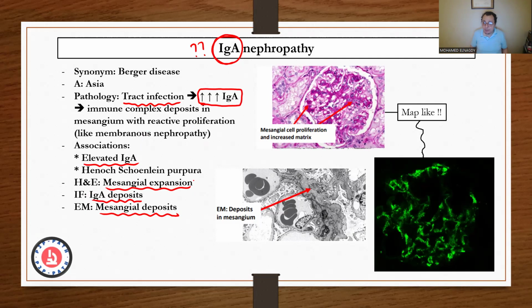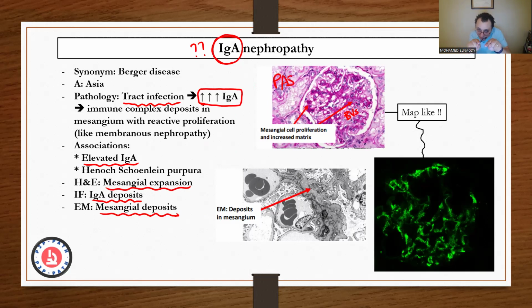I always say map-like because you know why? Because this is where the mesangium exists. The mesangium is the kind of interstitial tissue of the glomerulus, so it doesn't exist everywhere. These areas with lumens are blood vessels. What exists in between these blood vessels is what we call the mesangium, and it has cells called mesangial cells and mesangial matrix. So here the IgA deposits are mainly in the mesangium, and that's why it lights up in the mesangium by PAS stain.